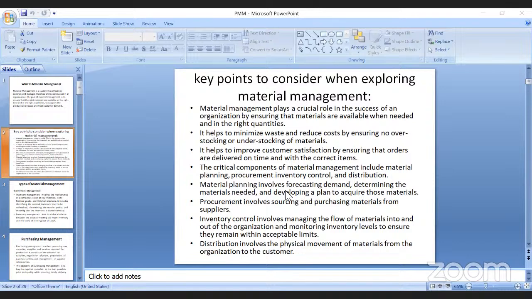Come to the second point. Why are we coming to the minimization of waste and reduction of cost? First of all, we have to check either overstocking or understocking. Right or not?